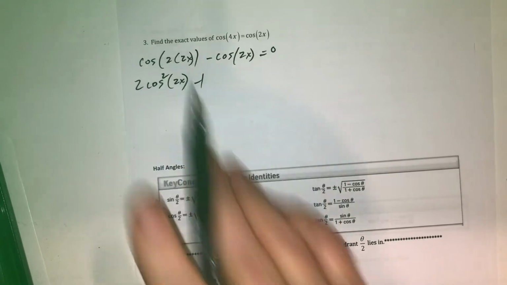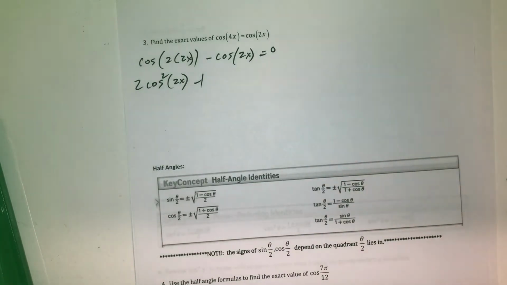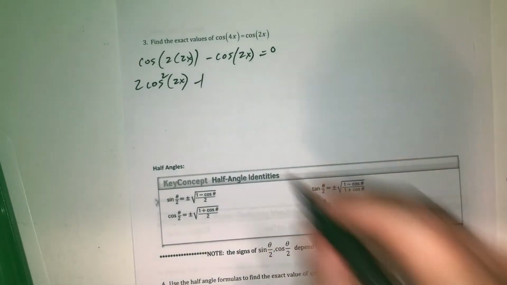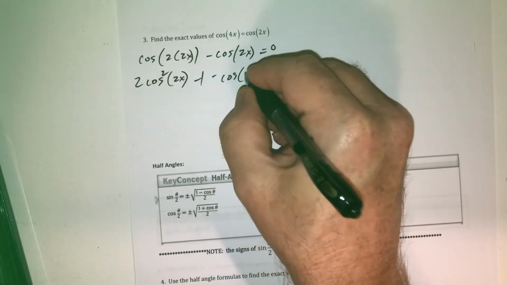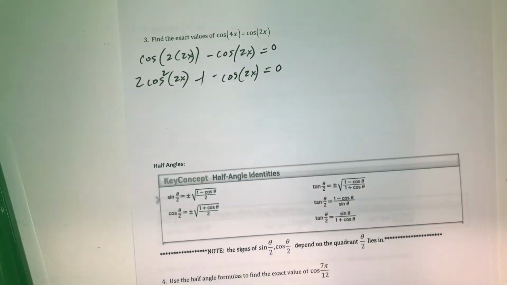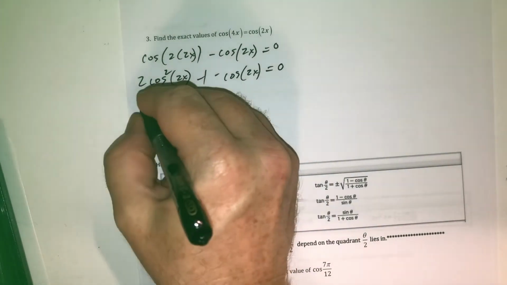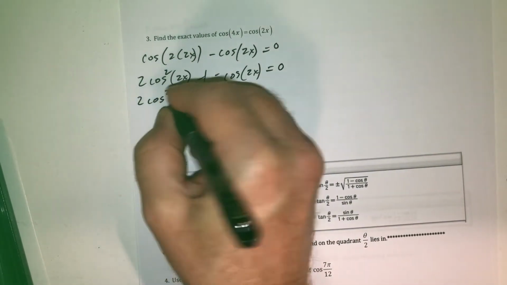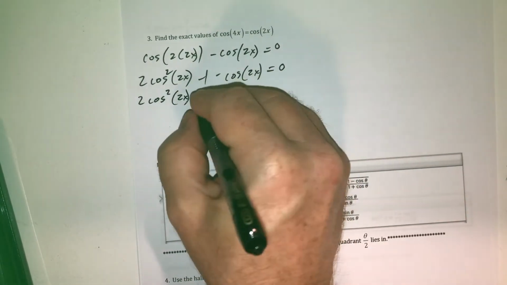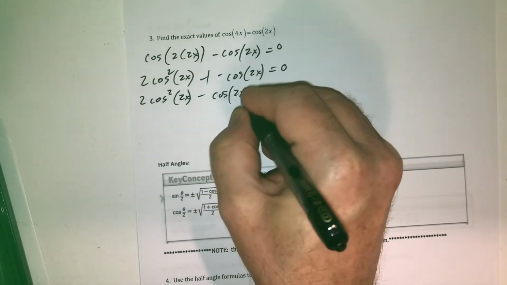That's what this first term is equal to, okay? All right, it's kind of like doing a substitution. Okay, all right, and then minus that other cosine of 2x equals 0. Now that also is like a quadratic. Please be aware of that. I'm going to write it in quadratic form so you can see that, okay?